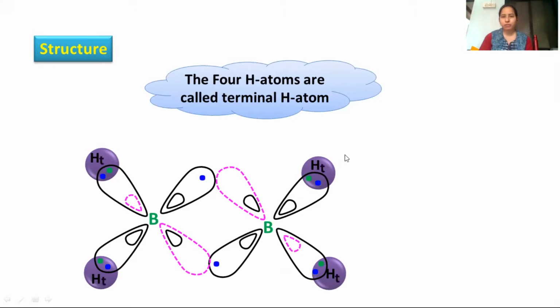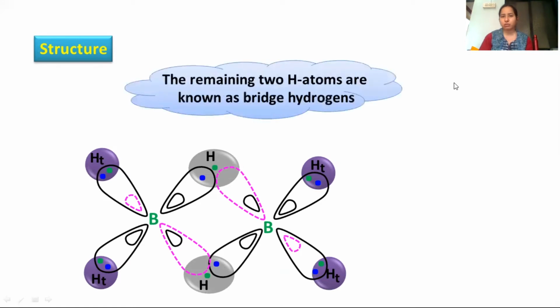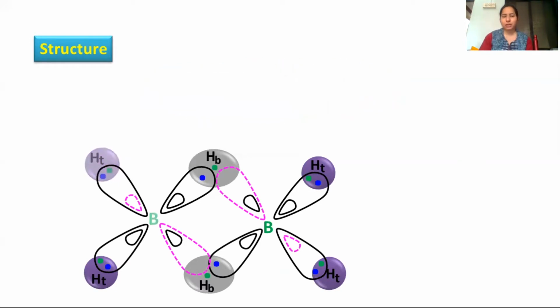Moving ahead, the central part, that is, the boron, is going to have 2 more hydrogen atoms at the center. We can see this hydrogen atom is linking the 2 boron atoms, and therefore we also call it a bridge hydrogen atom. Now, if you look at the structure, each boron is sharing electrons with 4 terminal hydrogen atoms, so each boron is sharing with 2 hydrogens at the terminal.